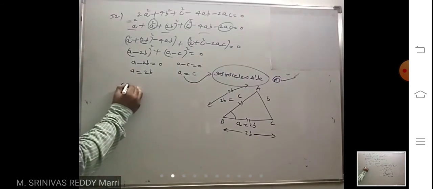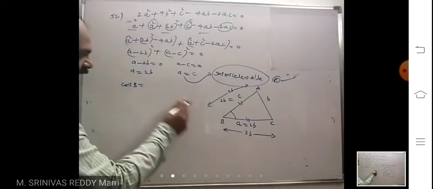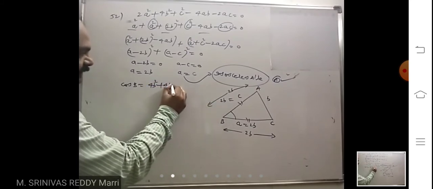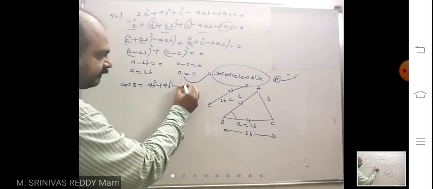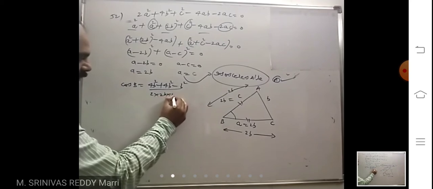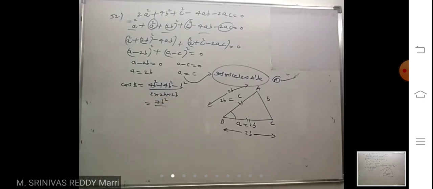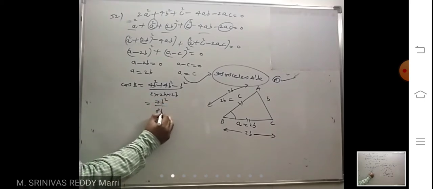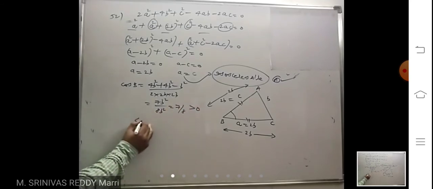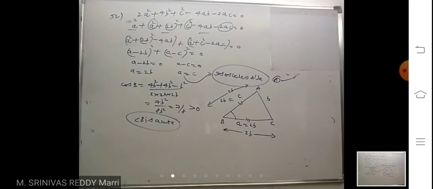Now cos B is nothing but cos of this angle: this square means 4B square plus this square 4B square minus this square, divided by 2 into 2B into 2B. So this means 7B square divided by 8B square. That means 7 by 8. This is positive. That means angle B is acute. Cos positive means it lies in first quadrant.